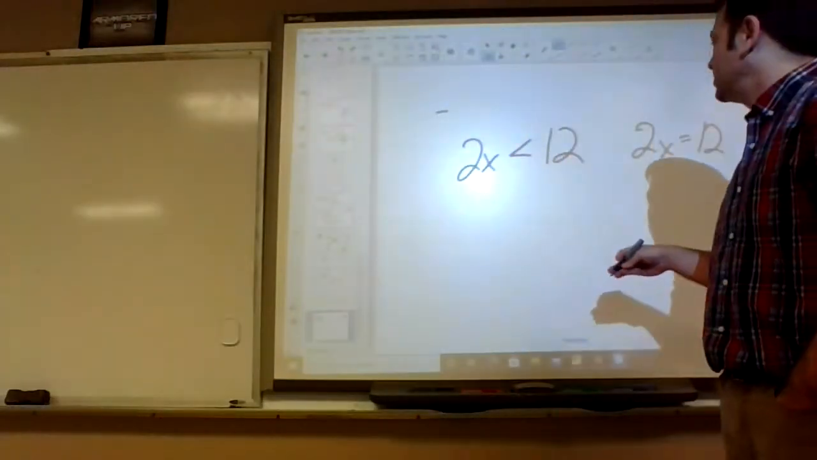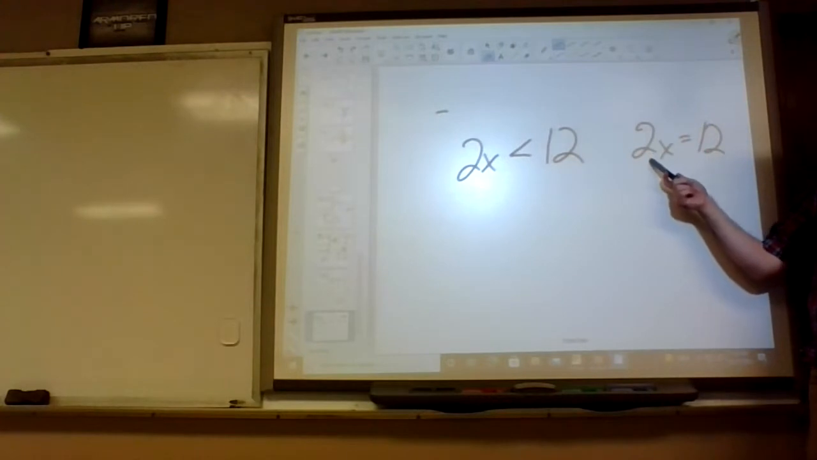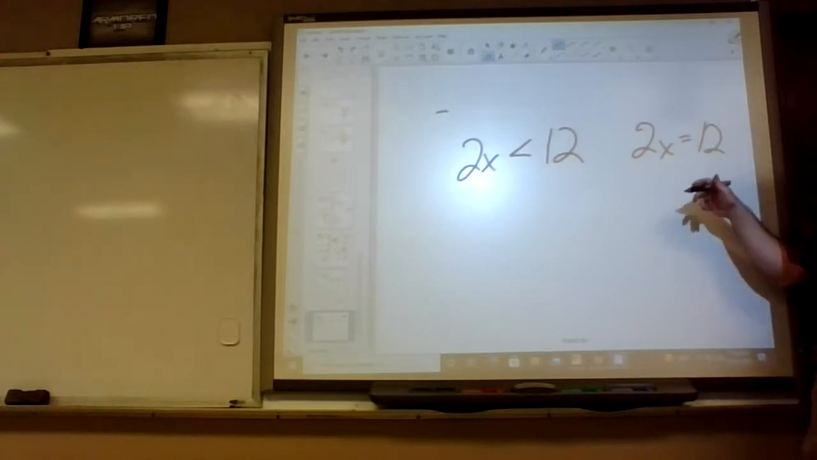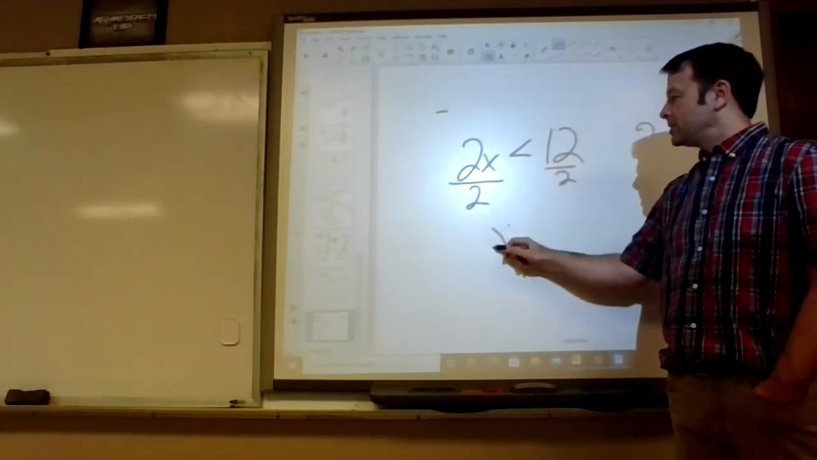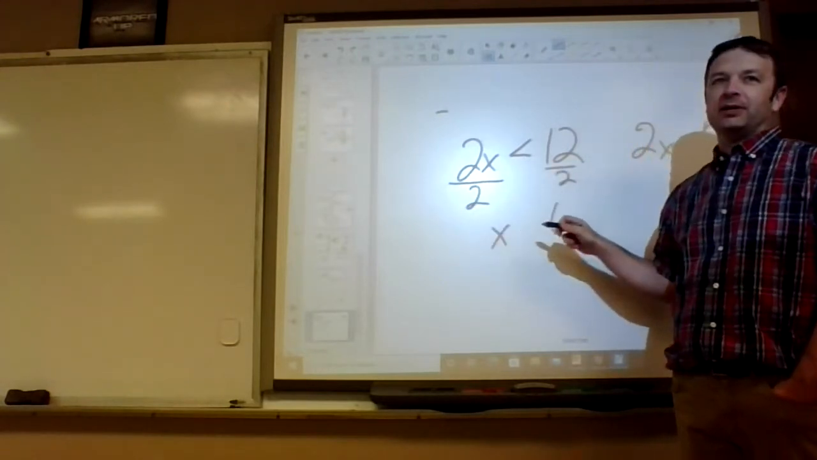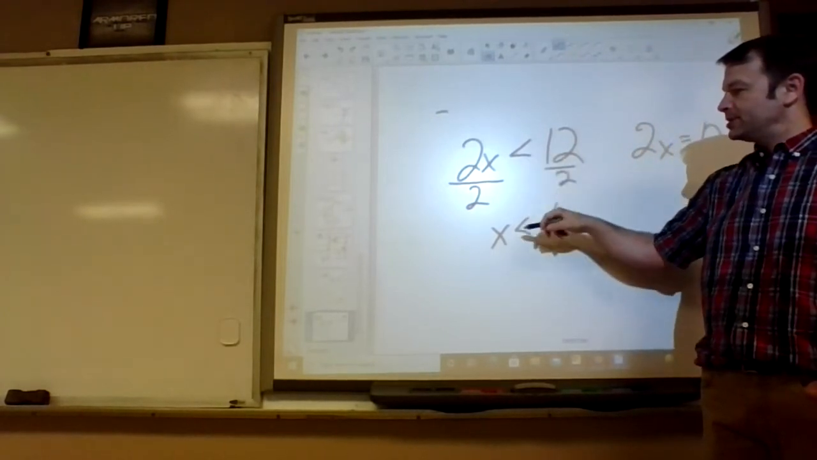Okay, I'm going to say that again. You solve an inequality the same way you solve an equation. Divide by 2, so x equals 6. On this one, you divide by 2, but it's not x equals 6, it's x is less than 6. So you just bring whatever the symbol is down.